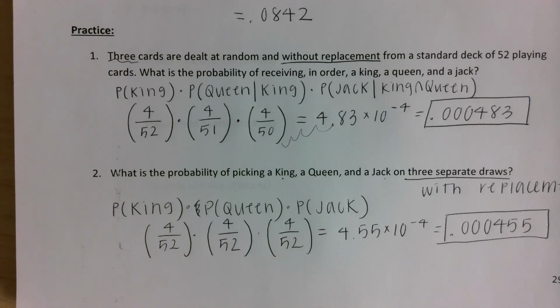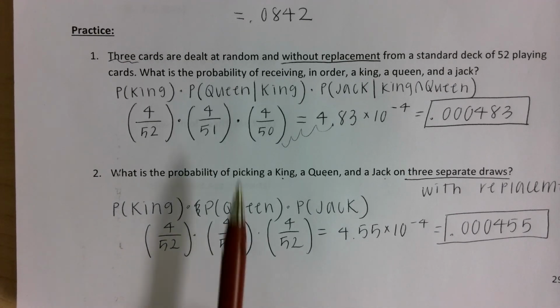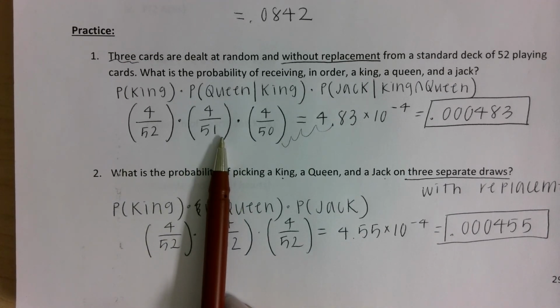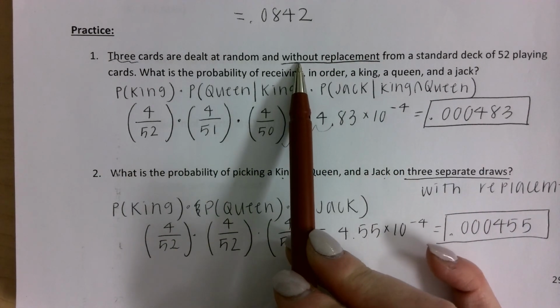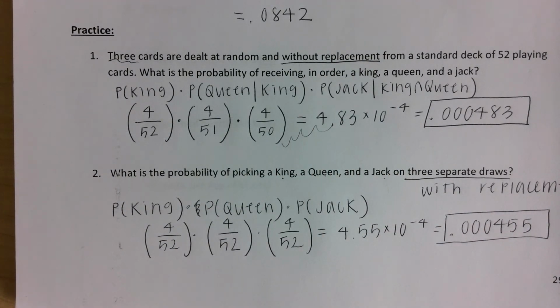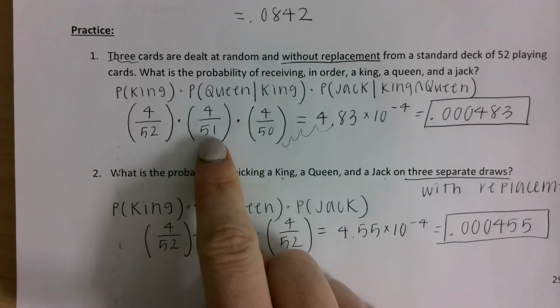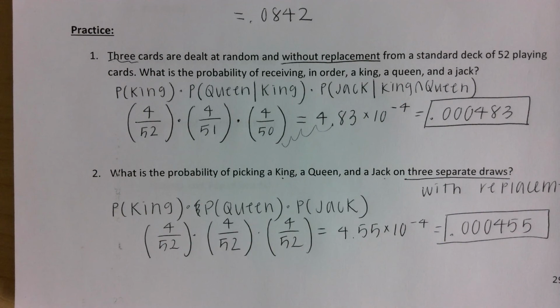impact our chances. Hopefully you notice that the big thing that's changing here is that denominator. Whenever we have those dependent events, so that's without replacement, you're holding on to the card, or you kept the gumball because you couldn't put it back into that machine, your denominator is going to decrease each time.